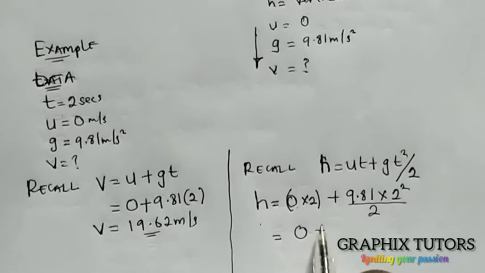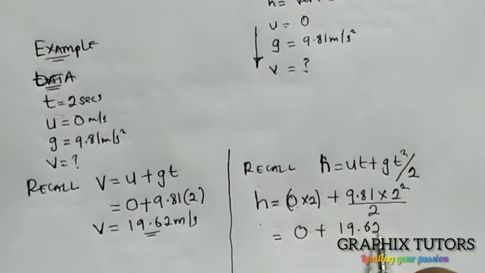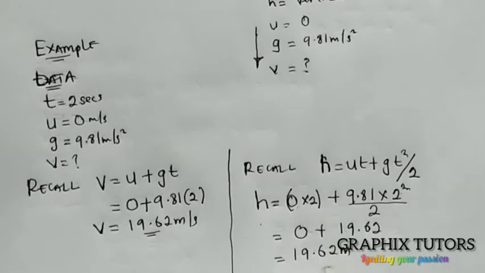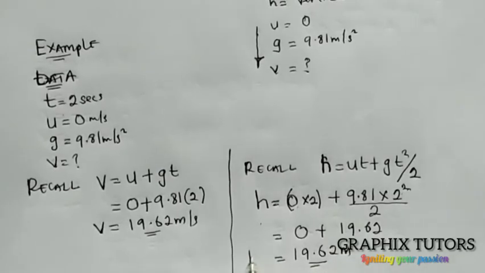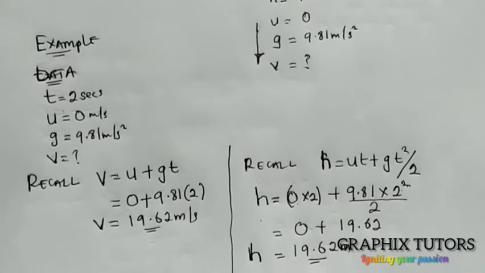plus now 19.62. Why? 2 squared is 4, 4 over 2 is 2, 2 times 9.81 will give you 19.62. So definitely my H is given as 19.62 meters. That is the vertical distance, or the distance traveled. And distance is measured in what? In meters. So this is how you apply questions on motion under gravity.